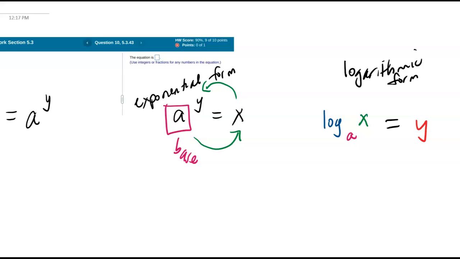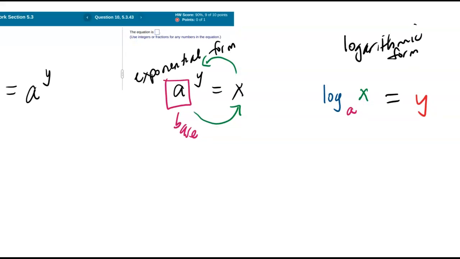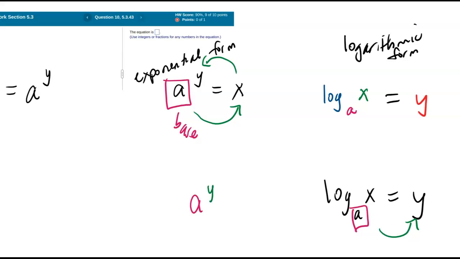The same thing can be said going from logarithmic to exponential, right? So if we had logarithmic, which is log base A of x equals y, the base of the logarithm is going to be the base of the exponent. So I would write the base. And then also go around the world, go around the equal sign. So this should be a raised to a power of y, come back around, and that equals x.